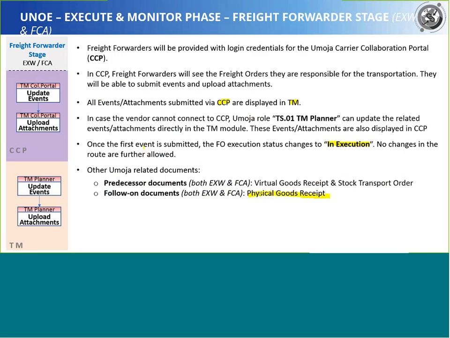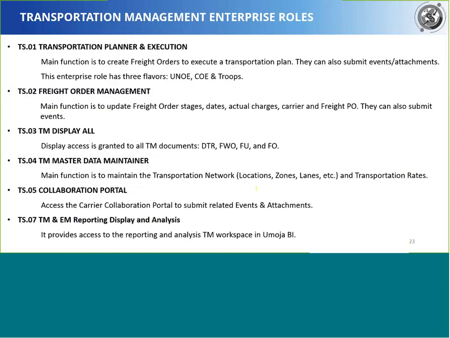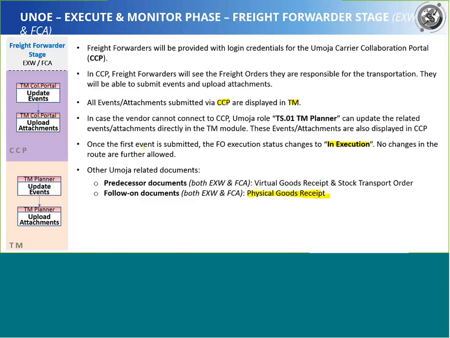So we don't have to forget about the other Umoja related documents. After we complete the freight forwarder stage, we will have the physical GR in Umoja. All right, so I know that that was only an overview of the end-to-end process, so we don't want to overload you with too much information, but we want to make sure that you understand the end-to-end process.